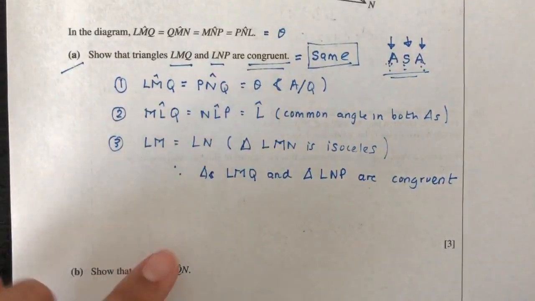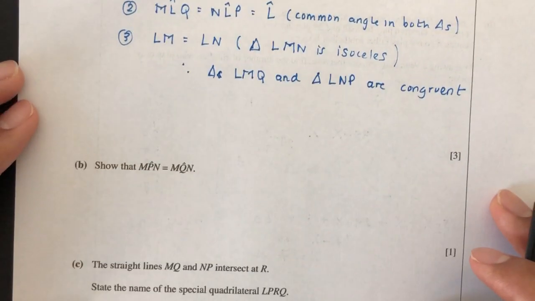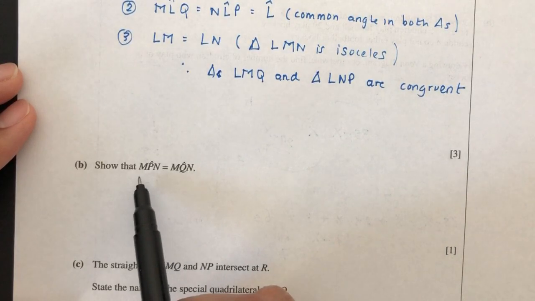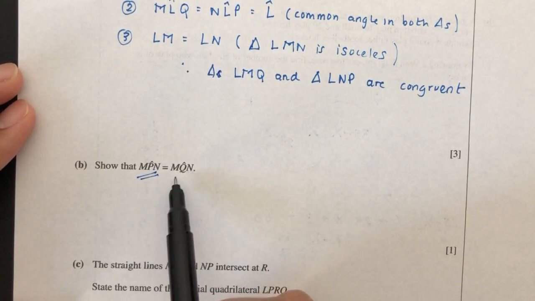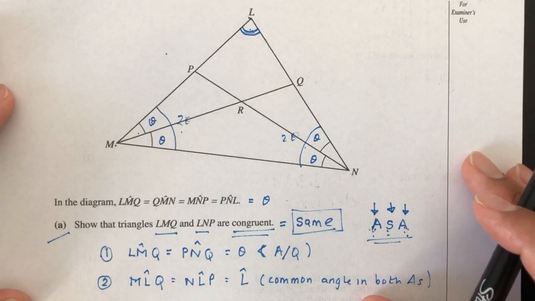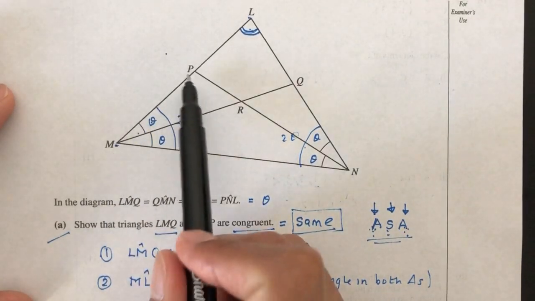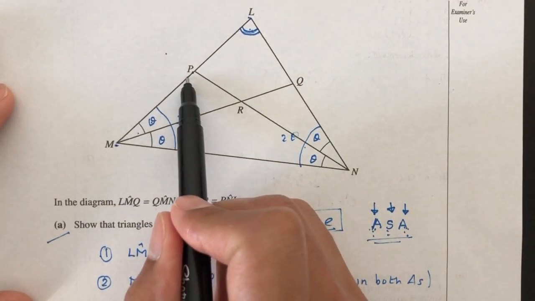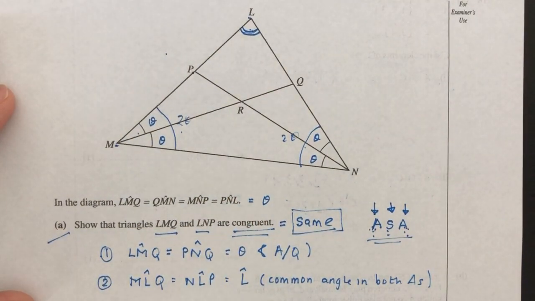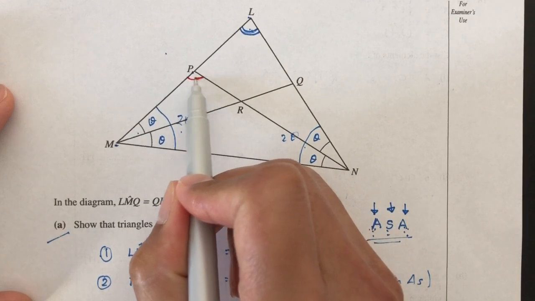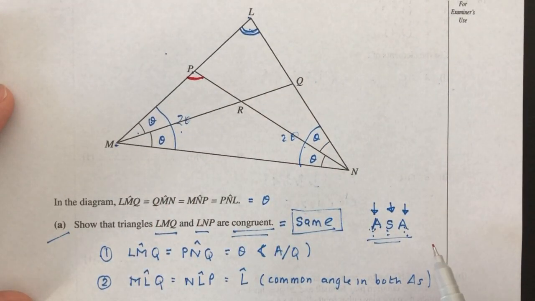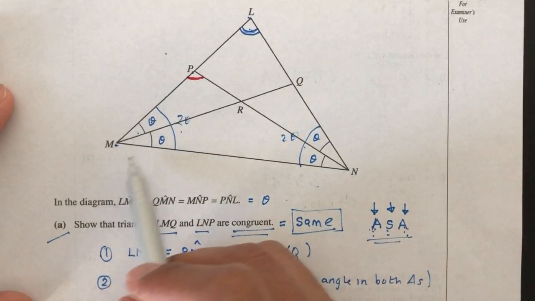So that will be your answer for part 1. Now for part 2, show that angle MPN is equal to MQN. So where is MPN? M is here, P is here, N is here. So we have to show that this angle, let me use a different color, this angle here is equal to MQN. So MQN, this angle.